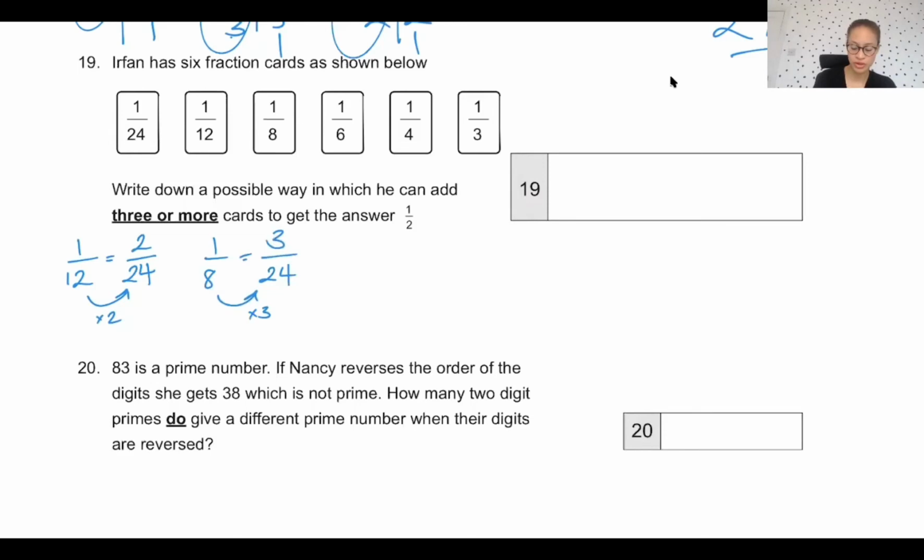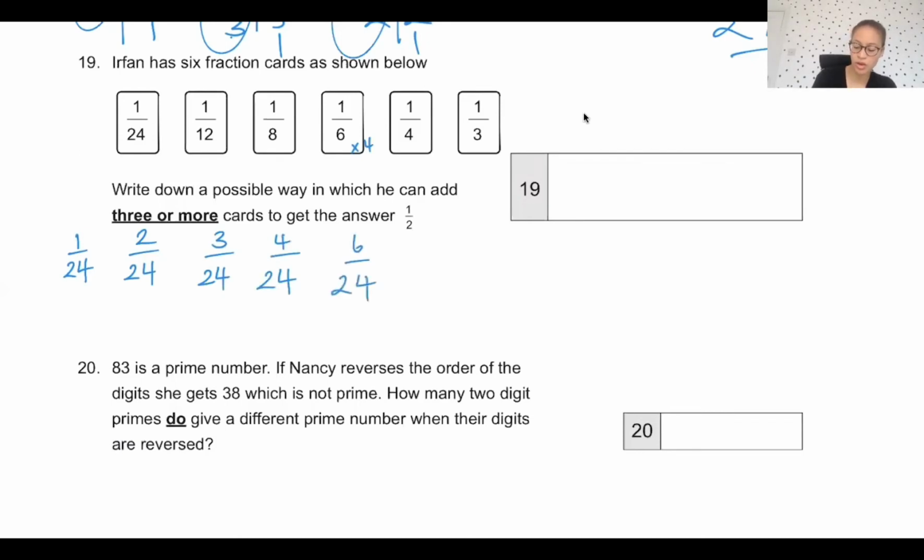So you need to do that for each one. 1/24 just stays as it is. 1/12 becomes 2 24ths. 1/8 becomes 3 24ths. 1/6, we're timesing by 4, so 4 24ths. And 1/4, we're timesing by 6, 6 24ths. And 1/3, we're timesing by 8, 8 24ths.